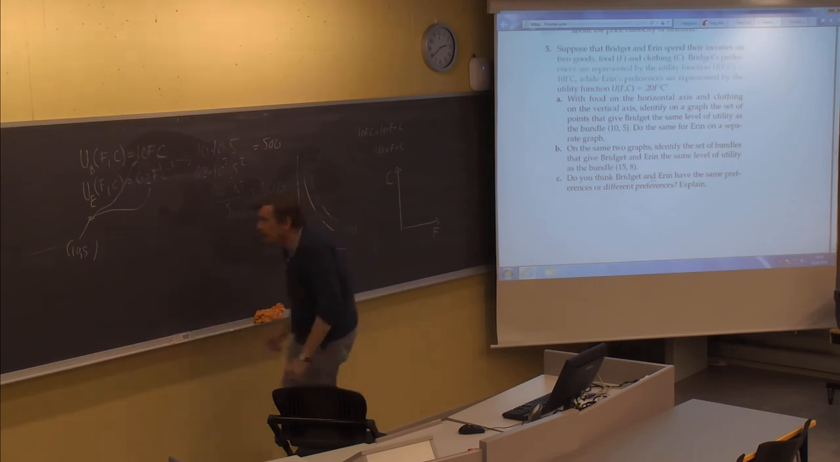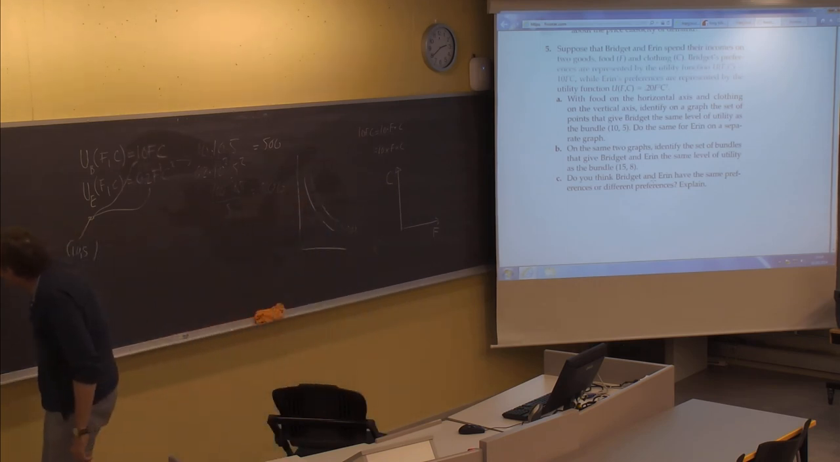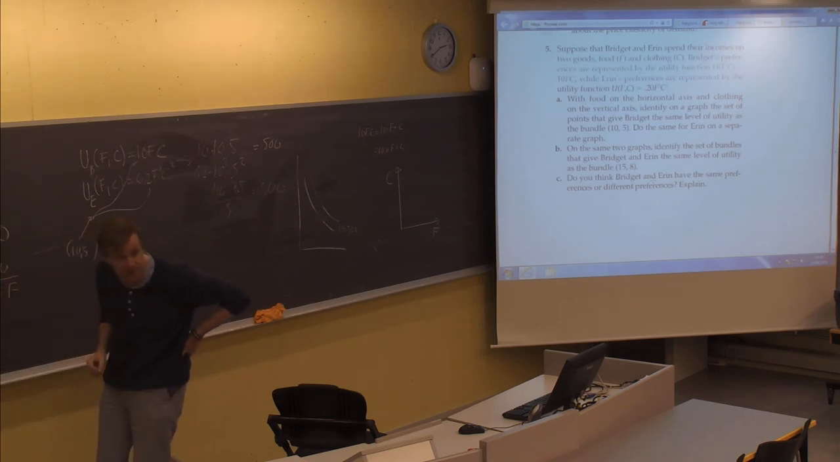So let's do that. We enter 10FC equal to 500. That's the first one. Then we get C equals 500 divided by 10 times F, don't we? By dividing by this term, we isolate the C on the left-hand side, and we get this construction as the formula for the first indifference curve.